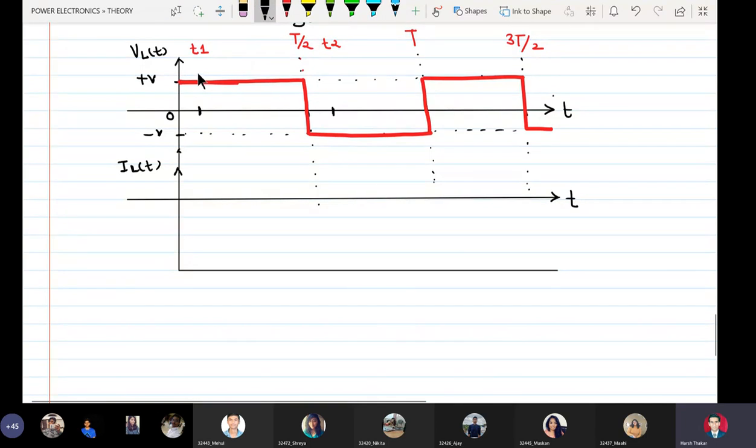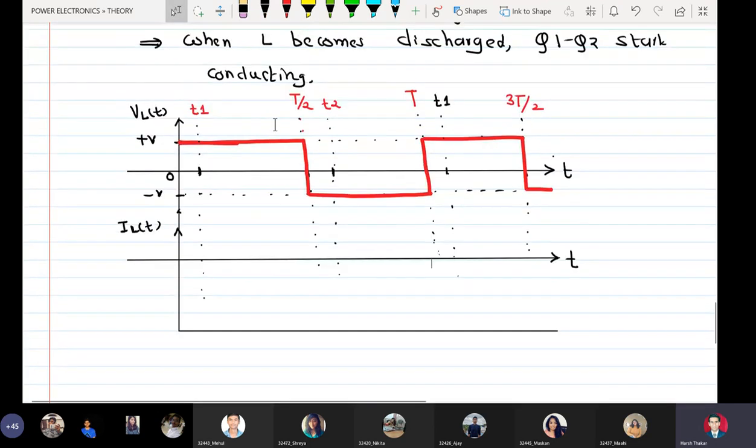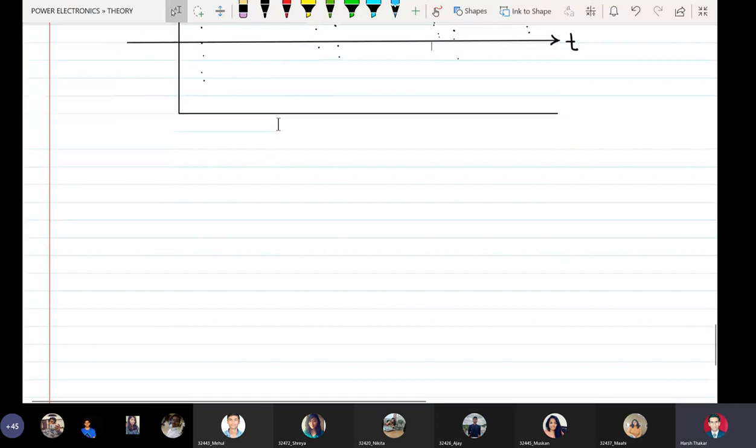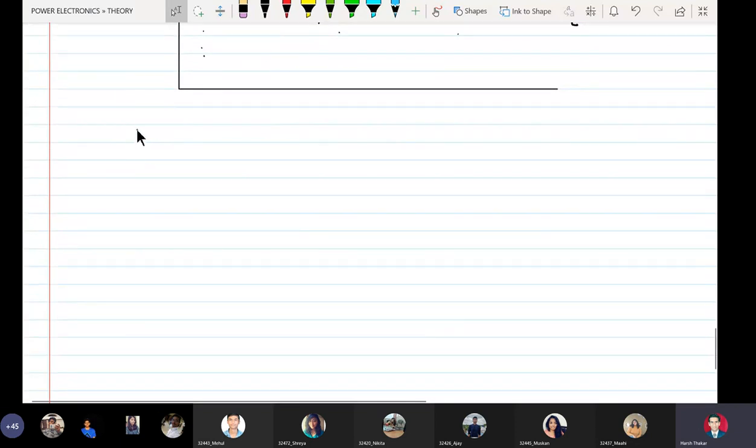Please see very carefully because this is difficult. So I will draw a vertical marker at T1. Similarly, I will draw a vertical marker at T2. Similarly, it will be like this. It will be T plus T1. So like this. Now, from 0 to T1, who conducts? From 0 to T1, D1, D2 will conduct.